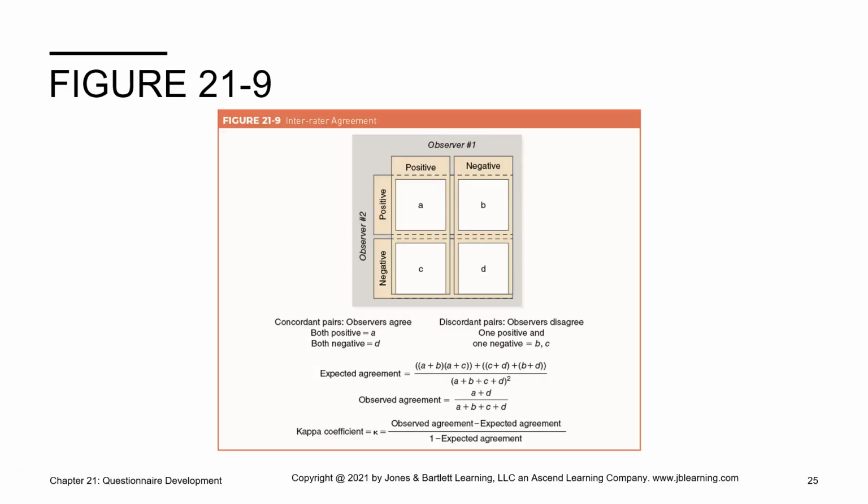Figure 21.9 goes over the calculations for that. You can do that on your own time, and there's an example in the book for it. But you want to make sure that the observer 1 and observer 2 agreements are in a 2 by 2 table here, and then you can calculate the kappa coefficient. You can also have it calculated for you in programs like Stata, SPSS, and SAS.